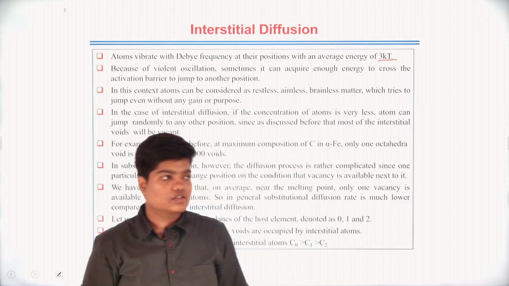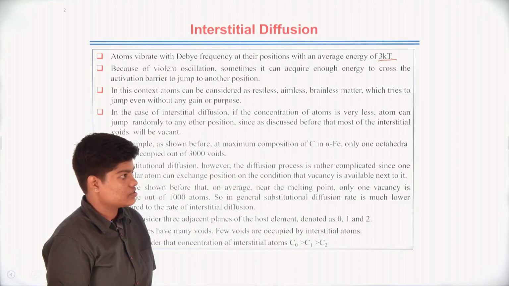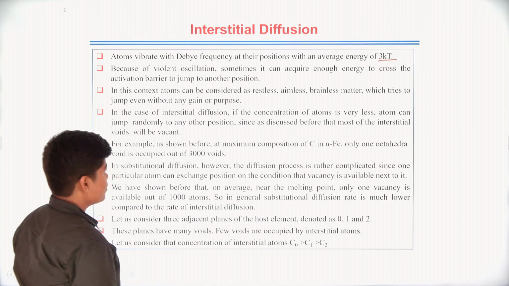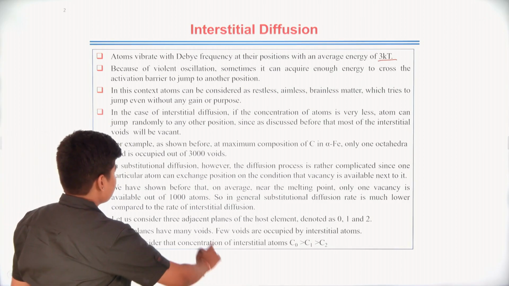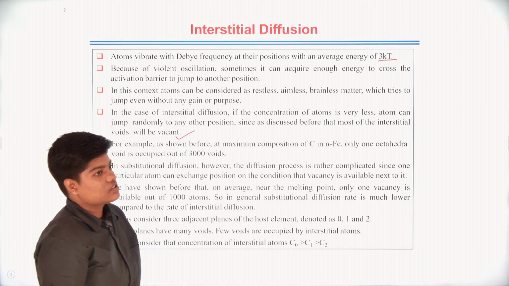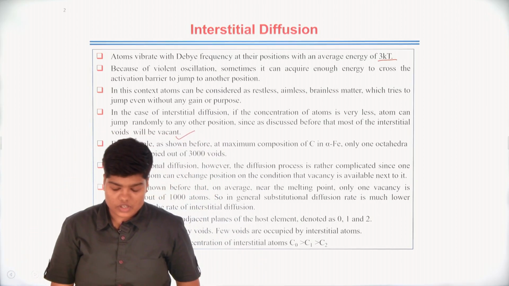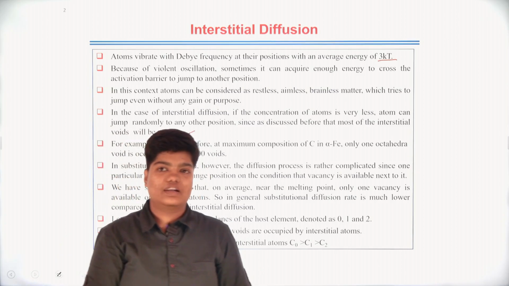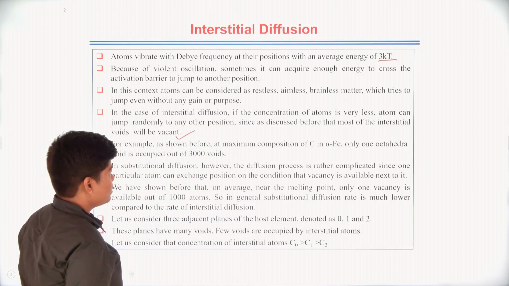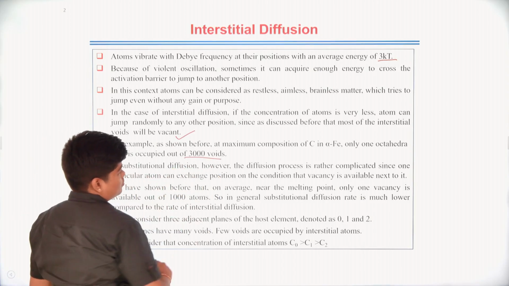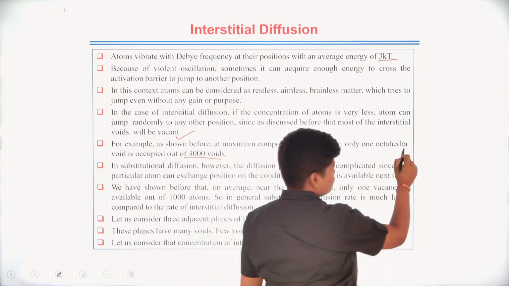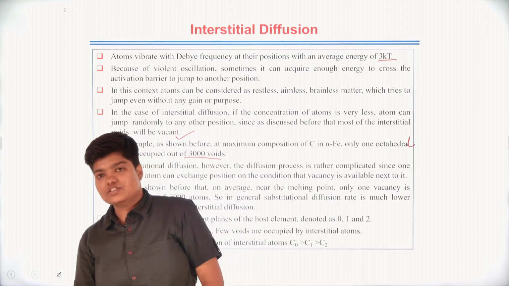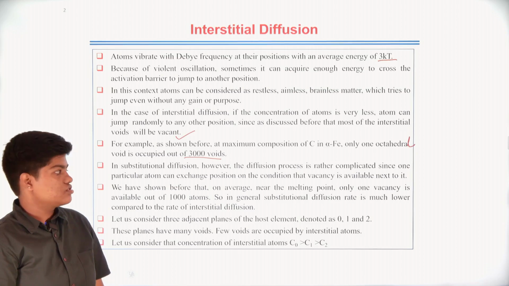In interstitial diffusion, the concentration of atoms is very low. If the concentration is very low, then the atom can go to any site, so more voids will be created and there will be more vacant sites. For example, we have discussed carbon solubility in iron. Carbon solubility in the gamma structure of iron is more than that in alpha, because in alpha only one octahedral void is occupied out of 3000 voids because of the mismatch between the octahedral void size and the carbon size. So the carbon concentration in the alpha structure of iron is less.